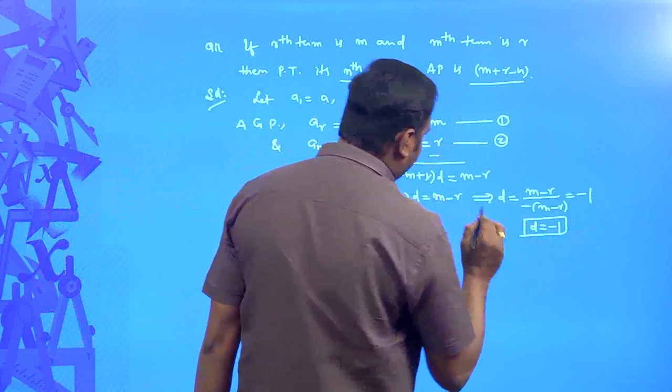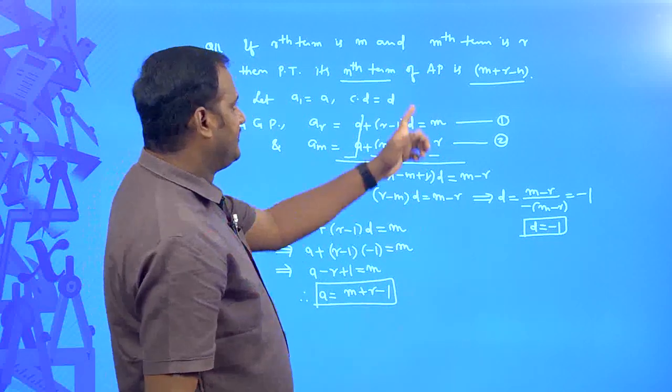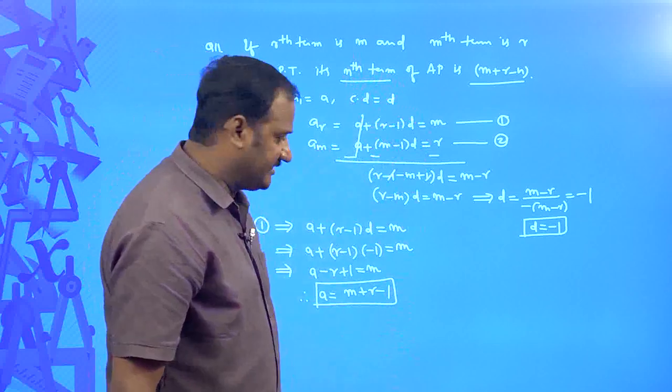So, with the help of this a and d, what are you going to find? You are going to find the nth term of the arithmetic progression.